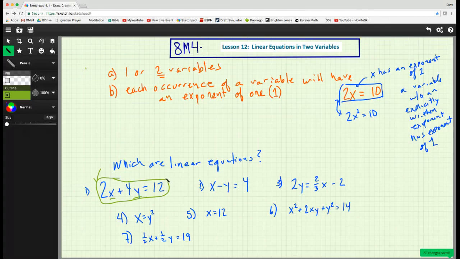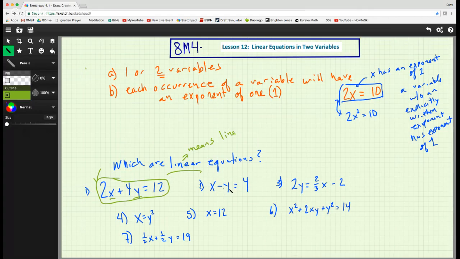In other words, if I draw this on a graph, it will be a straight line. Linear equation, this means line. So if I draw it on a graph, it will be a straight line. So I know that before I even graph 2x plus 4y equals 12, when I put that on a graph, it better be a straight line. It's not going to be some curve. It's not going to be a circle. It's not going to be a parabola, crazy word, parabola. It's going to be a straight line.